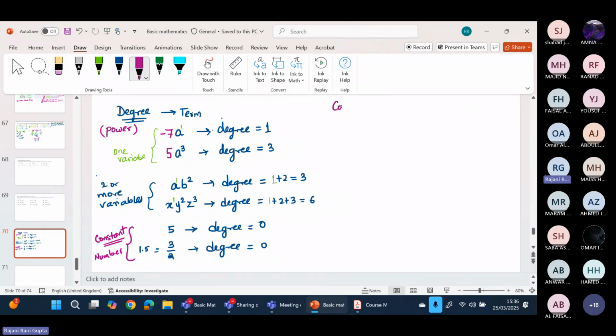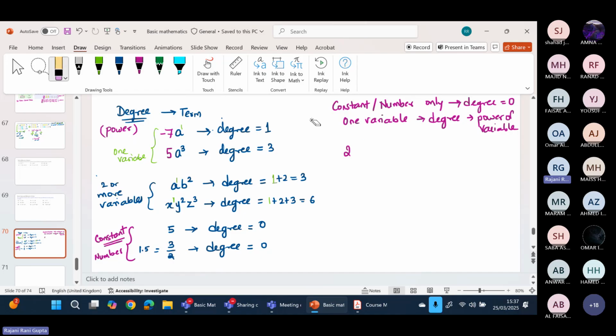So when it is a constant or number only, the degree is 0. If you have one variable, then the degree is the power of that variable, the highest power. If it is two variables, then you add the powers.